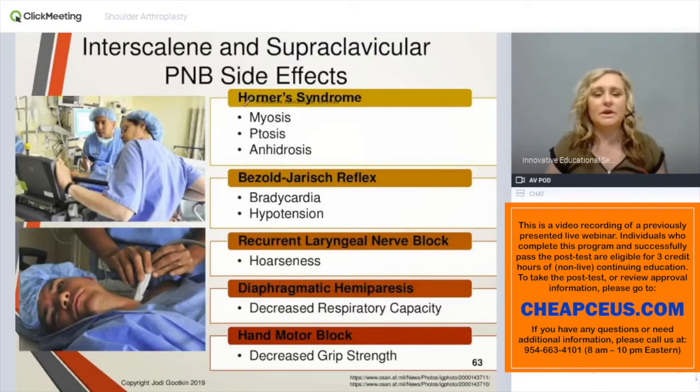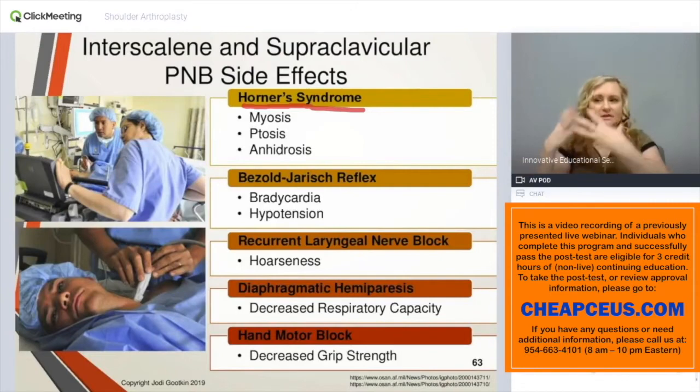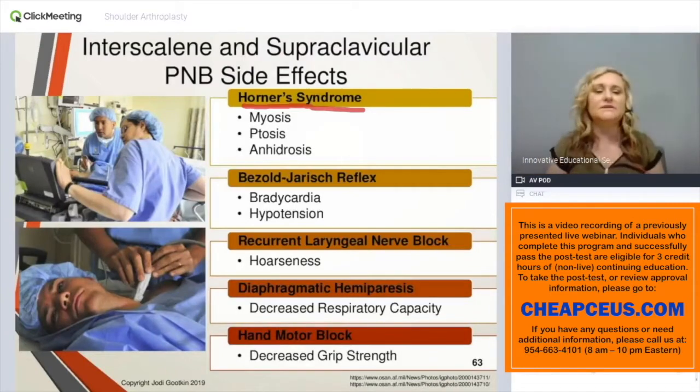So some patients may present with what's called Horner syndrome. So when you're assessing them, don't forget to come up the chain and look at the face. If you start to see miosis, which is a pupillary constriction, if they have ptosis, which is an eye drop on the same side of the surgery, or anhidrosis, where they're not sweating, it could be indicative of a side effect of the medication into that sympathetic system.